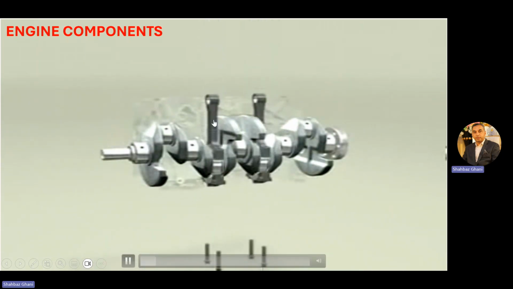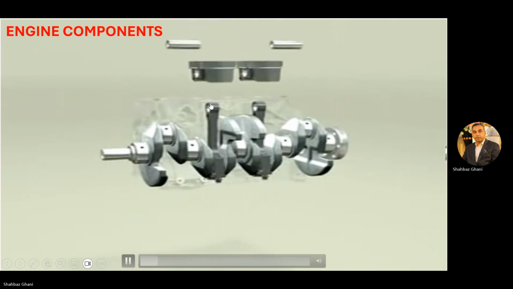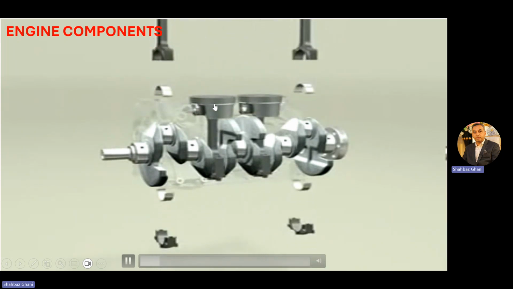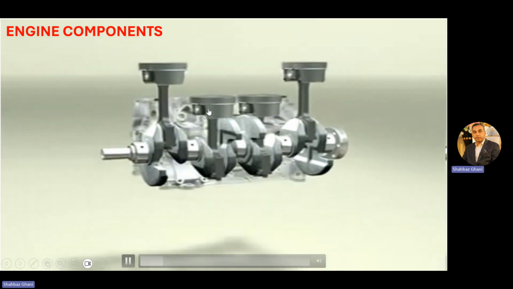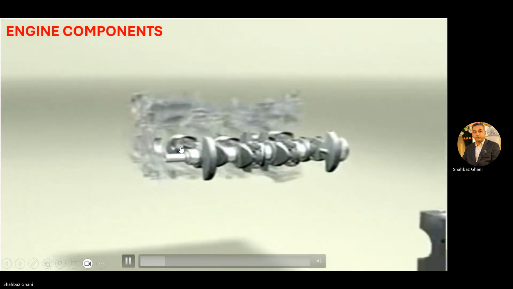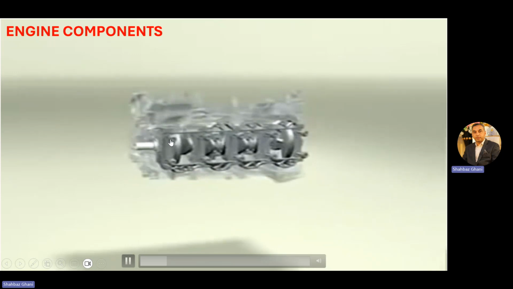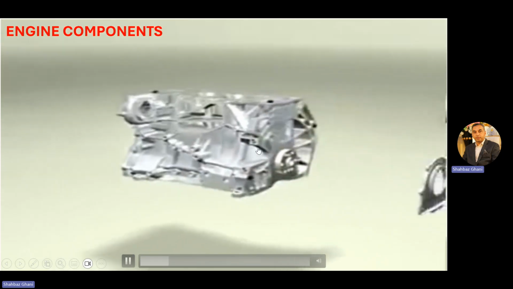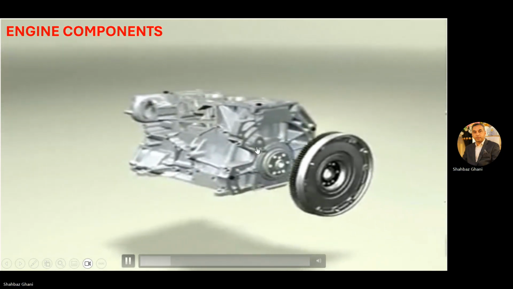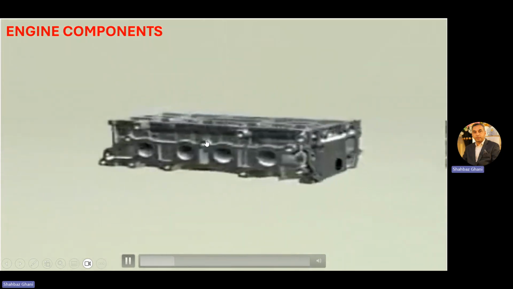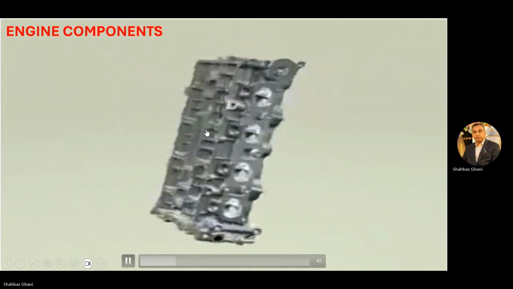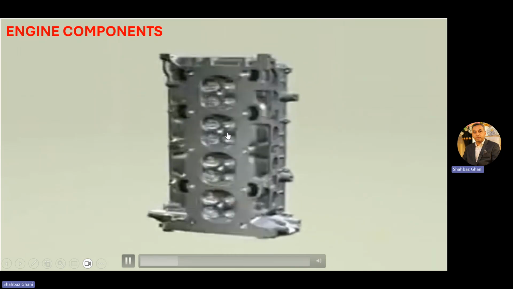And with the crankshaft, we have connecting rods, and then we attach the connecting rods with pistons. There are four cylinders, so four pistons. We are attaching the piston group with the crankshaft and the cylinder block. Then we have a flywheel on this end, and this portion is known as the engine head.